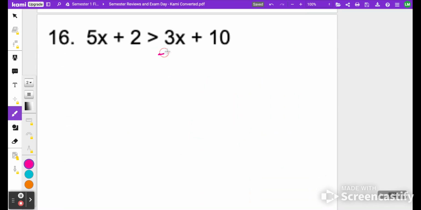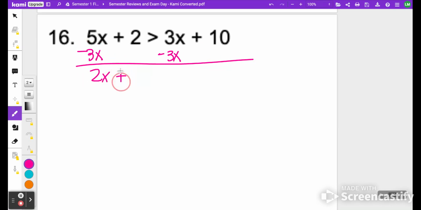Number 16, final steps, we are moving our smallest variable. First, I get 2x plus 2 is greater than 10. Subtracting 2 from both sides.